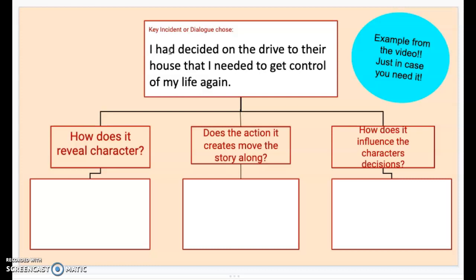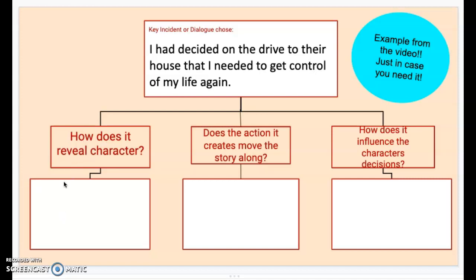The incident I chose is, so this of course is Jim. Jim had decided on the drive to their house that I need to get control of my life again. So my first question is, how does it reveal character?